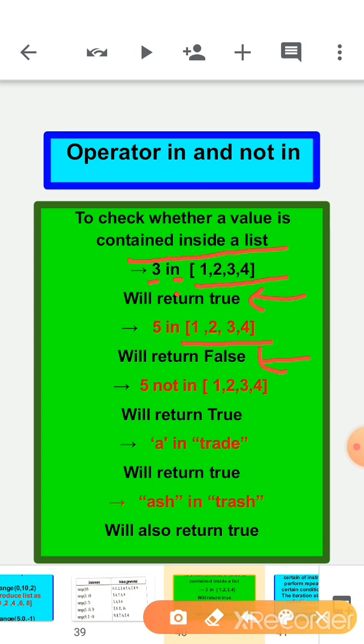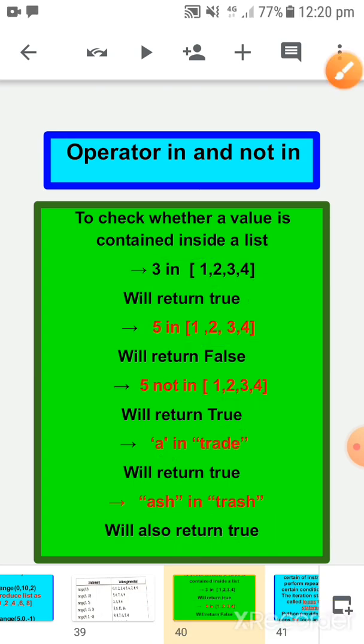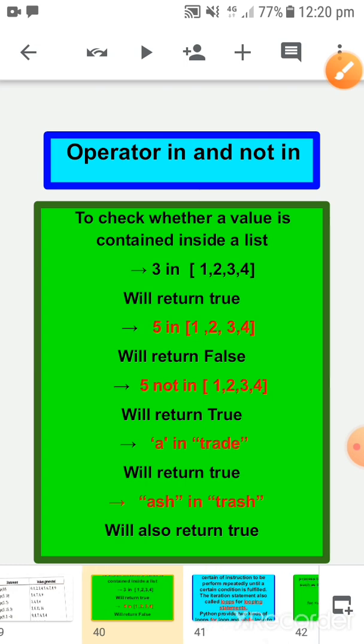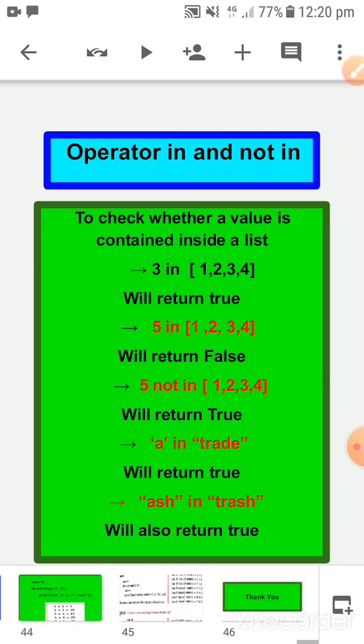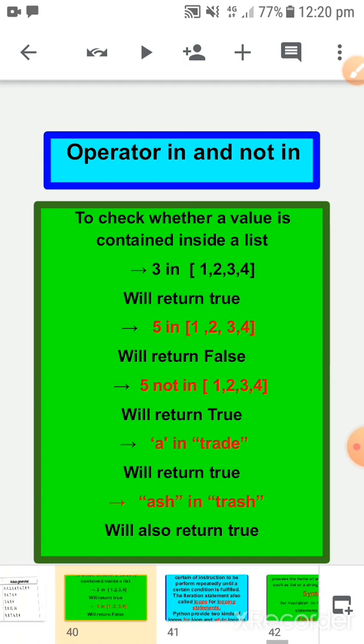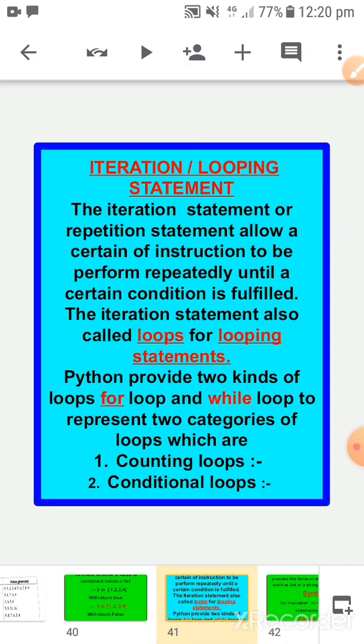Okay, now the next statement, 5 not in. Not in means you are saying that 5 is not present in this particular list. So 1 2 3 4 is the list, 5 is not present in that, so you will get True. Now a in trade, trade is a string, a is present in that, so you will get True. Then a string like trash: h is present in this trash, yes, so you will get a True answer. Okay, so in this way the operators in and not in basically work. Okay, now the next slide is iteration, looping statements.